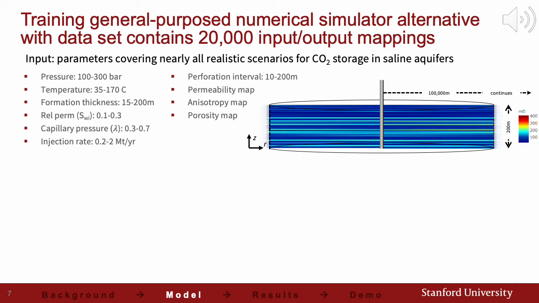That way, we have created a dataset that is diverse enough that it can describe nearly all realistic scenarios for CO2 storage in 2D radial reservoirs.